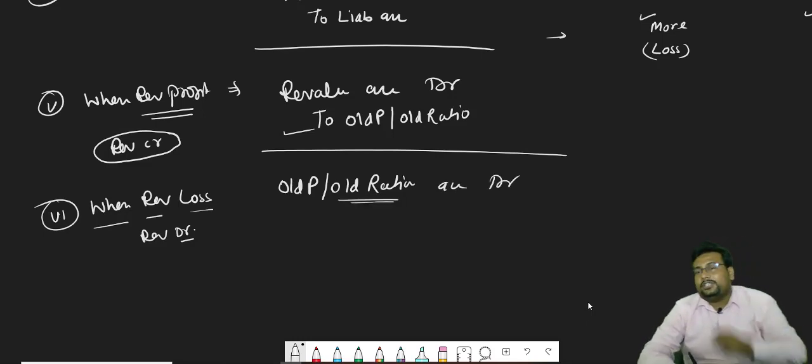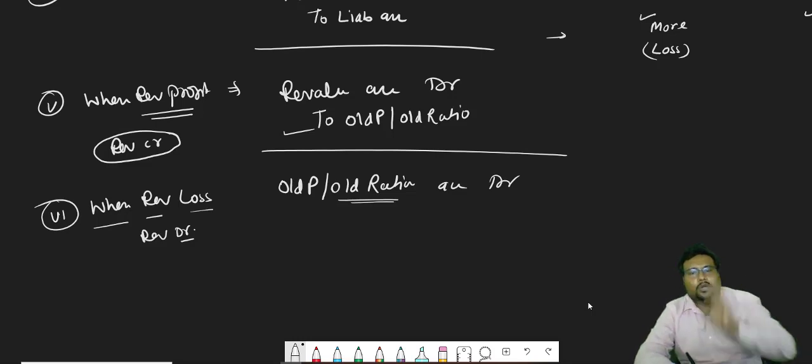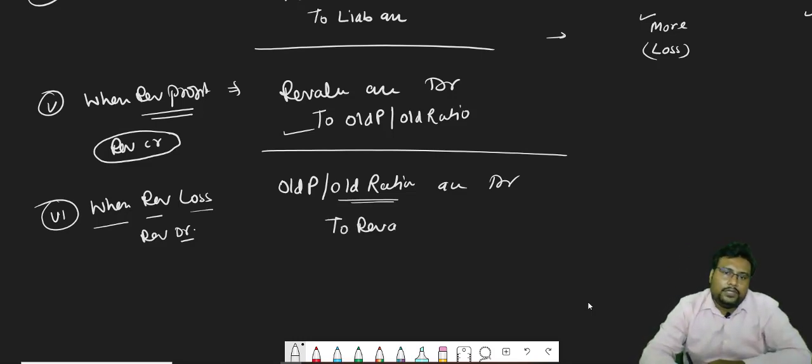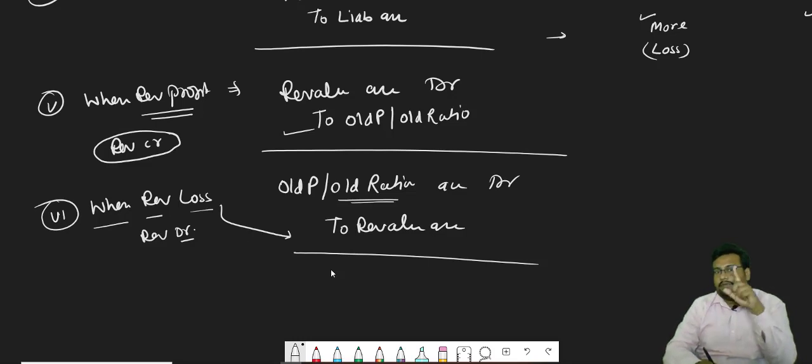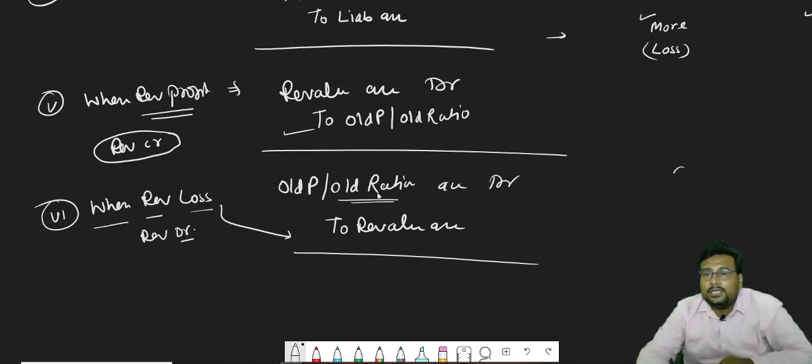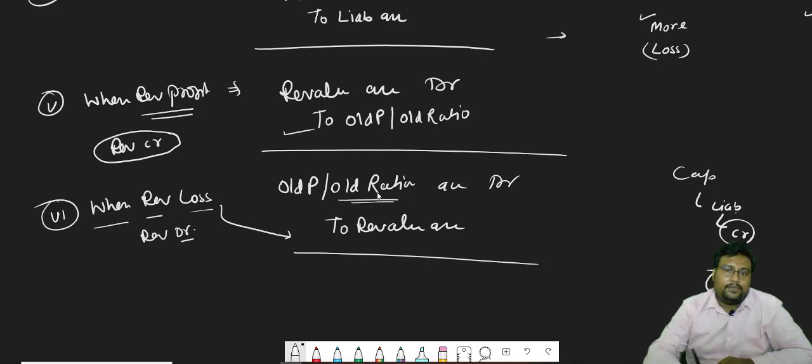Old partners in old ratio. Old ratio means whatever the old partners' ratio is, you will divide that loss in the old ratio to revaluation account. So beta, very simple: when there is a revaluation loss, losses are debit, so to close the losses we make it credit. Number two, when we transfer the losses to the partners, capital will decrease. Partners' capital is liability. Liability is credit, and to decrease the credit, we debit. That's why old partners in old ratio is debited.